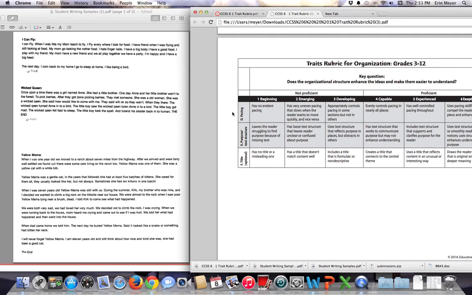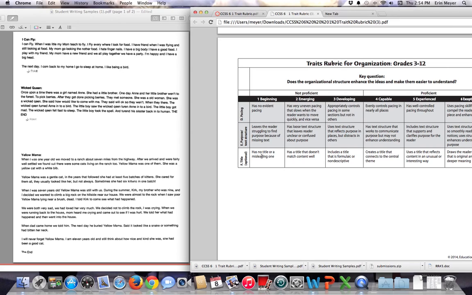For organization, for pacing, I would give this a 1. There really is no evidence of pacing because of the punctuation used. Purpose and structure leaves the reader struggling to find the purpose because of missing text. That seems to have missing information.